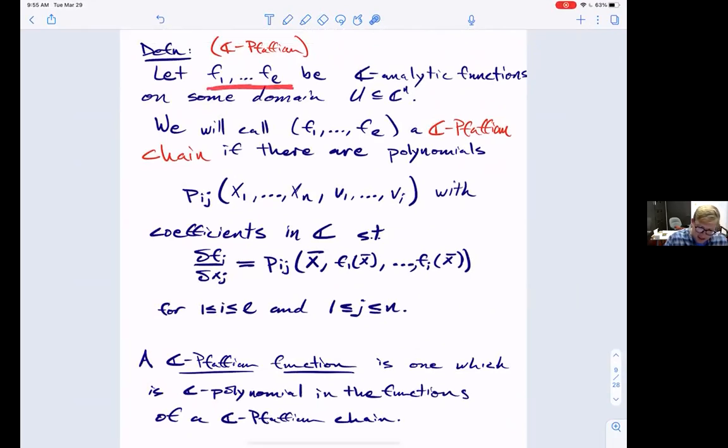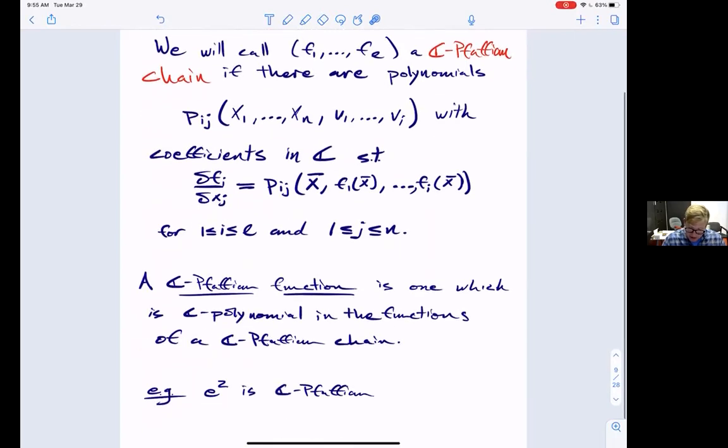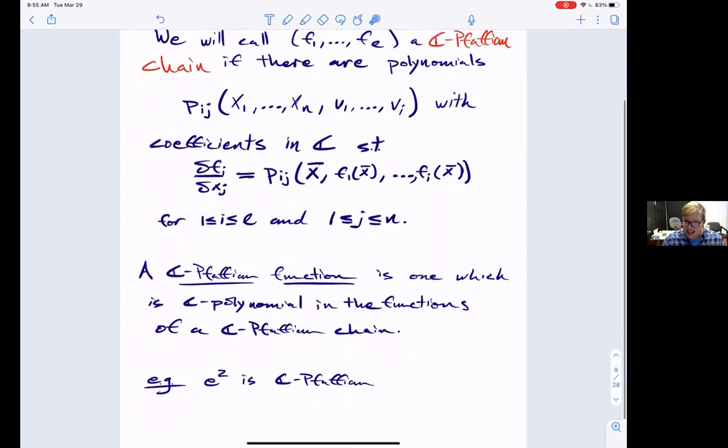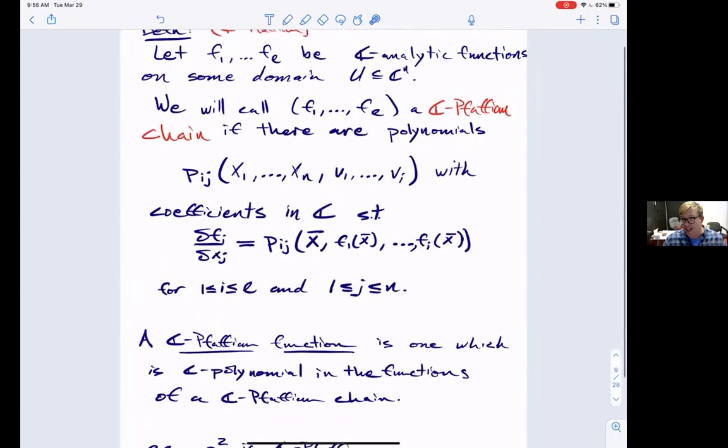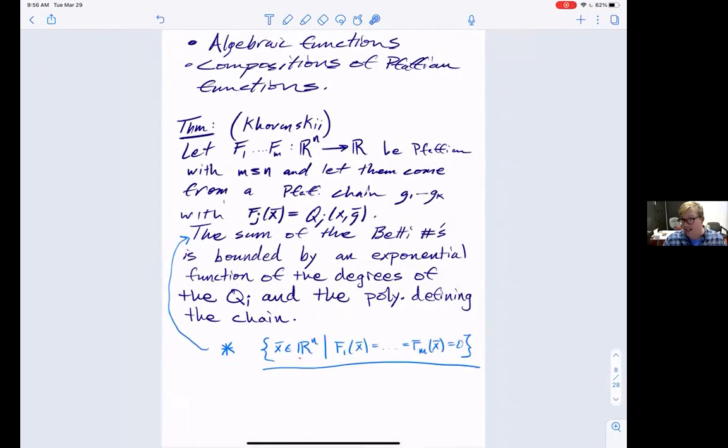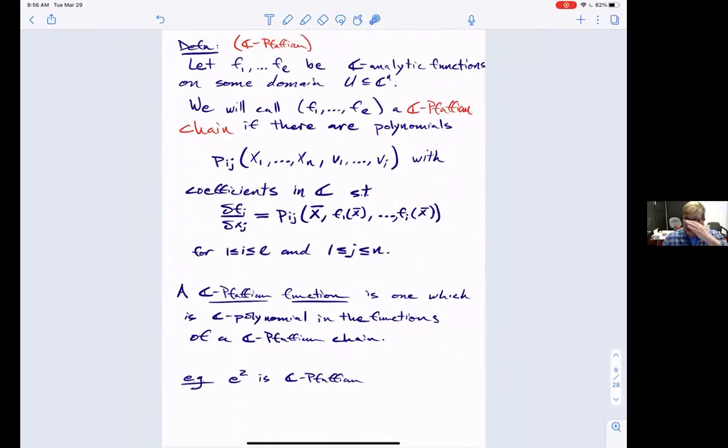If you take some complex analytic functions on some domain, they form a Pfaffian chain if they satisfy this, again, sort of triangular system of differential equations. And a C-Pfaffian function is one that's a C polynomial of functions of a C-Pfaffian chain. You can easily see that the complex exponential function is C-Pfaffian, because its derivative is just itself. That satisfies my triangular form with the polynomial being the identity function on f1, and the exponential function being f1. But of course, the zero set of this function doesn't satisfy anything like Khovanskii's theorem. So you don't have those kinds of estimates unless you're very careful about the domain in the C-analytic world.